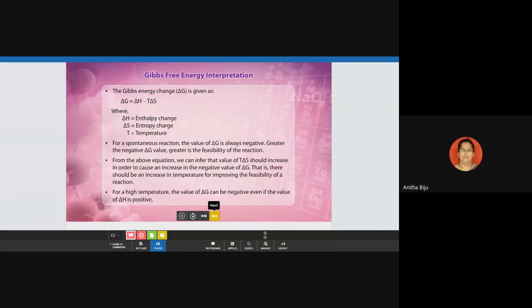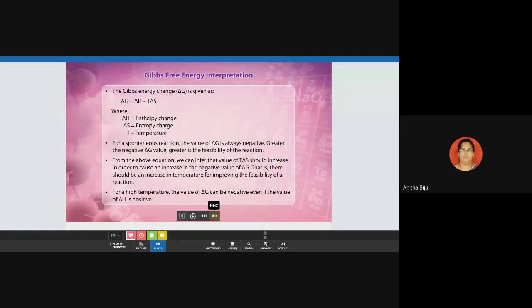Delta G stands for Gibbs free energy change. What do you mean by Gibbs free energy? It is the amount of energy available from the system for useful work. That is called the Gibbs energy. Second is enthalpy change. Enthalpy change means the amount of heat associated during the process. Entropy change. Entropy means the degree of disorder of the system.